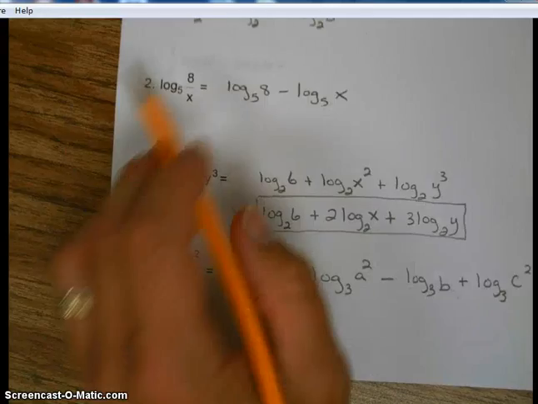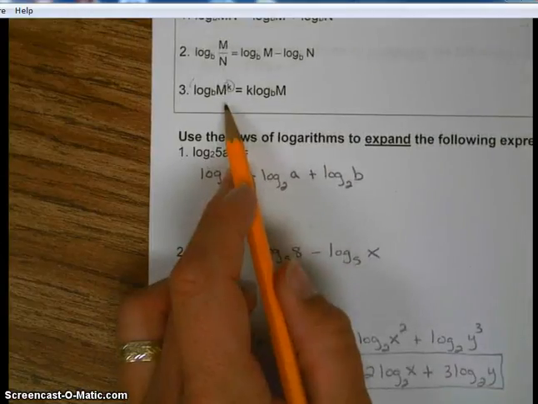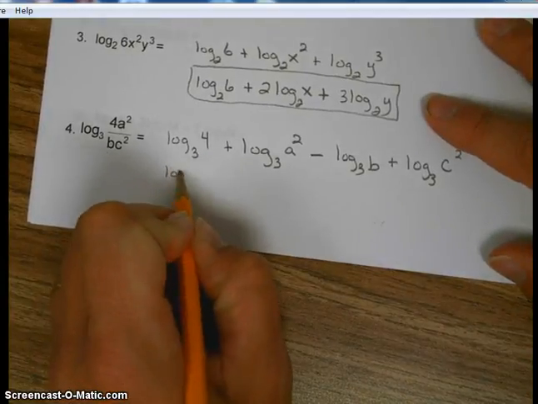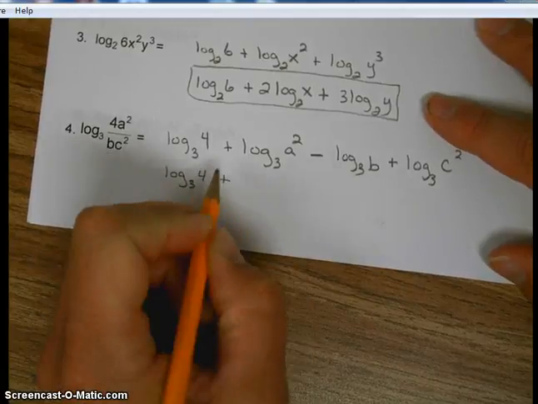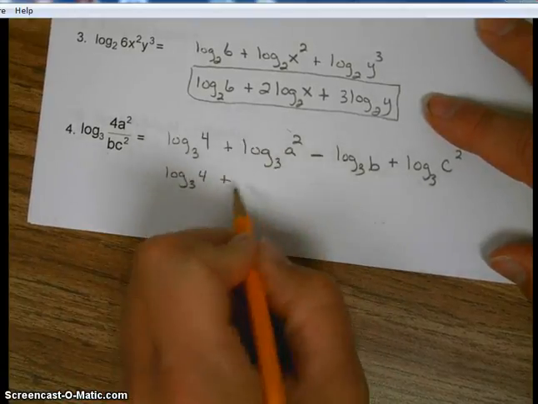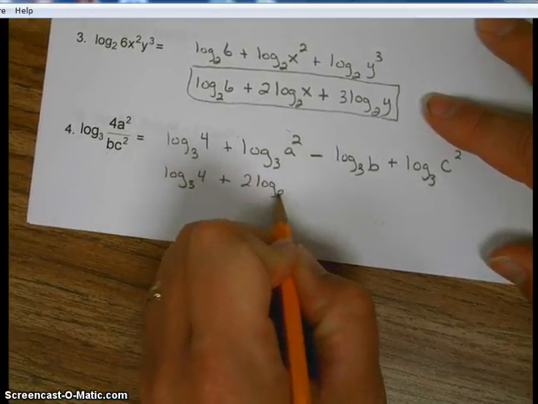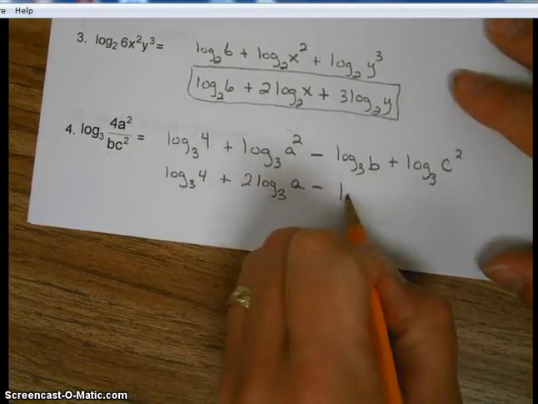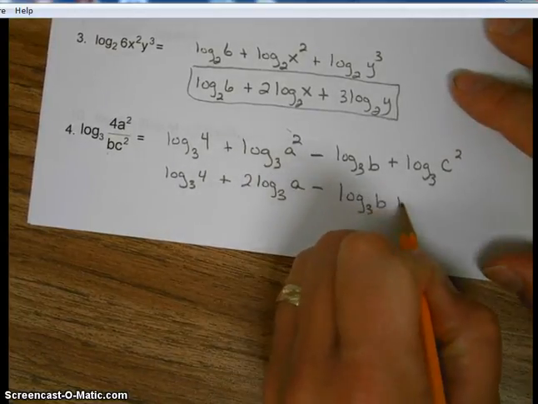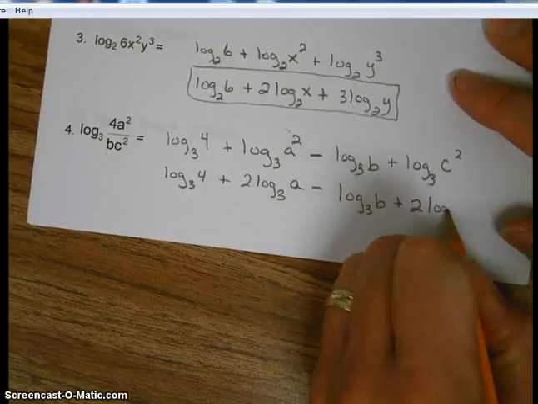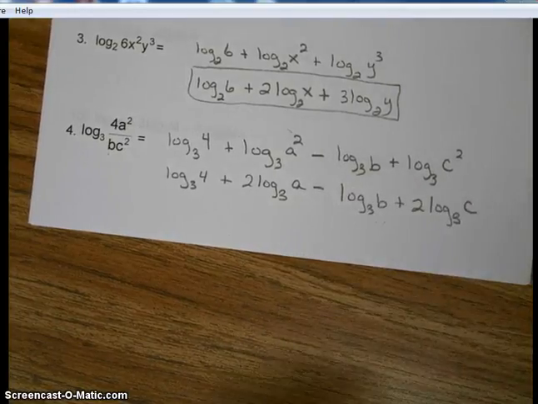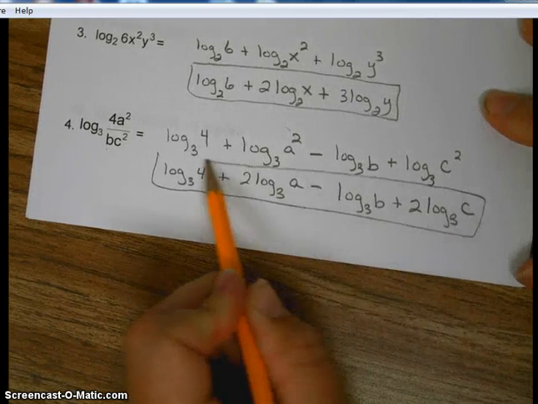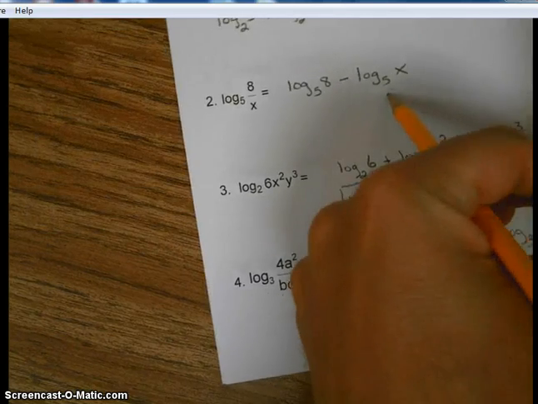Last thing we take care of is our exponent. So we're going to use rule 3 up here. This first one is fine and dandy. The second one has an exponent, so it's going to come down front. This one's fine. And bringing the exponent down on the last one. And there's your completely expanded form. All right, turn the page. Let's keep moving.